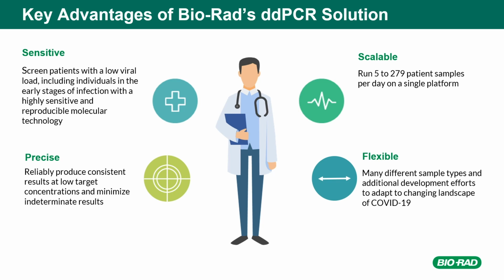Droplet digital PCR is highly precise in low viral load samples due to the partitioning that helps to increase the number of replicates per well. Lastly, this is a very flexible solution with an easily amenable design to adapt to new needs in the COVID-19 pandemic. For example, there has been shown to be utility in wastewater surveillance as a method of early outbreak detection.